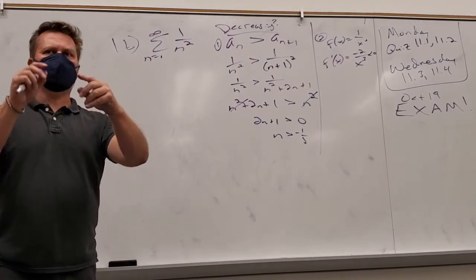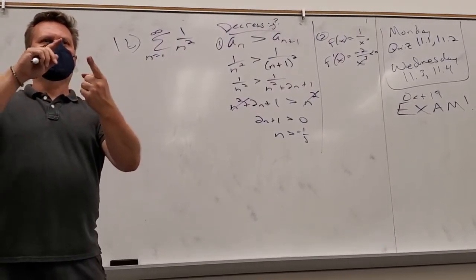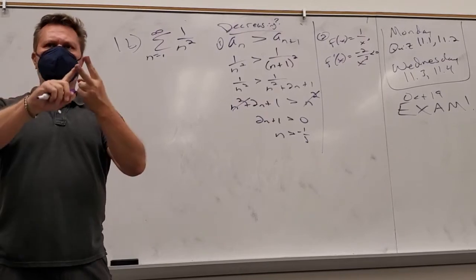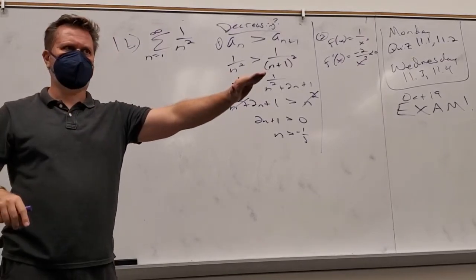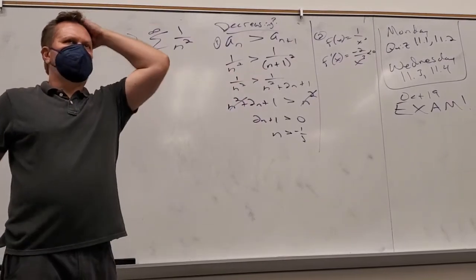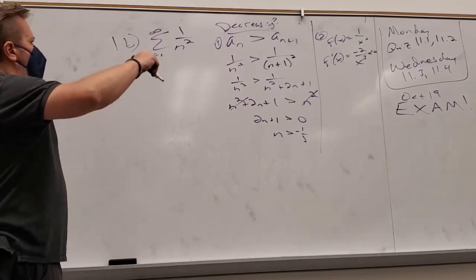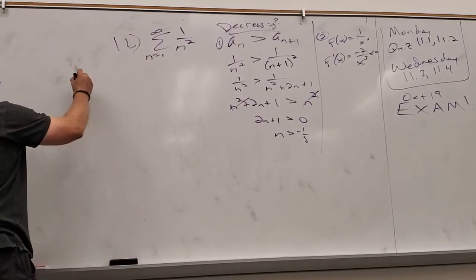So to be able to use the integral test, the terms have to be positive and they have to be decreasing. Now, okay, I'm gonna leave it there. So what's the associated integral look like?